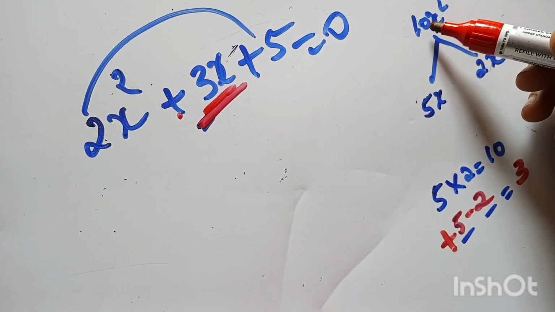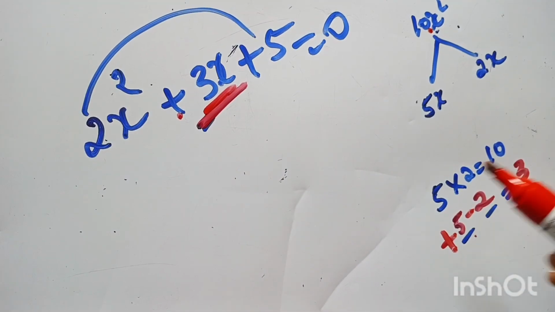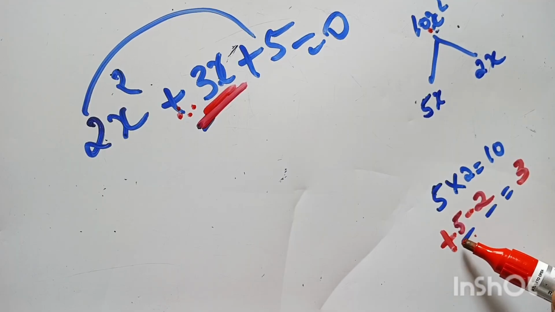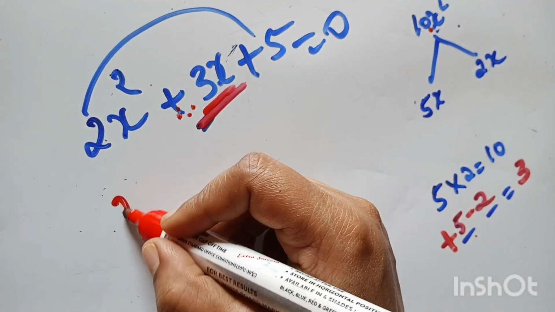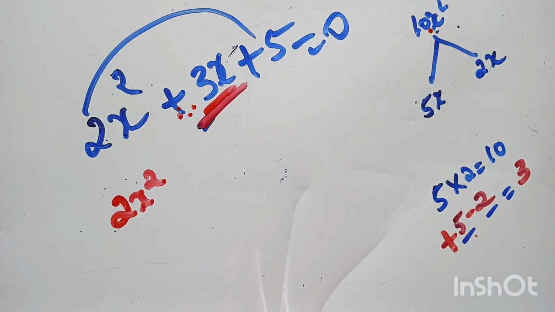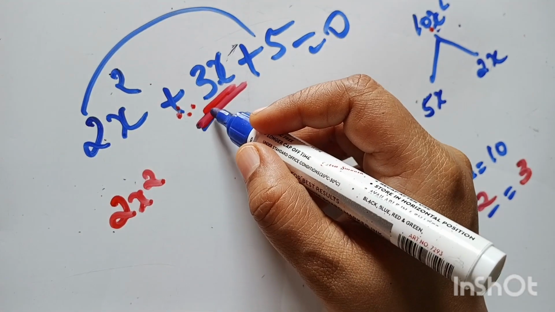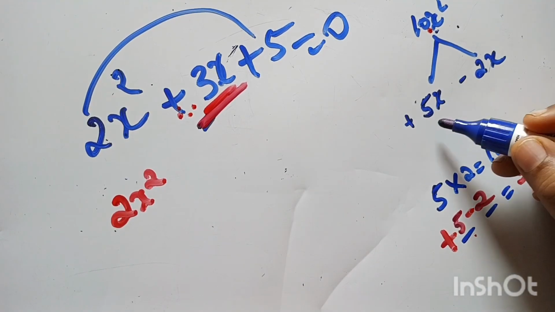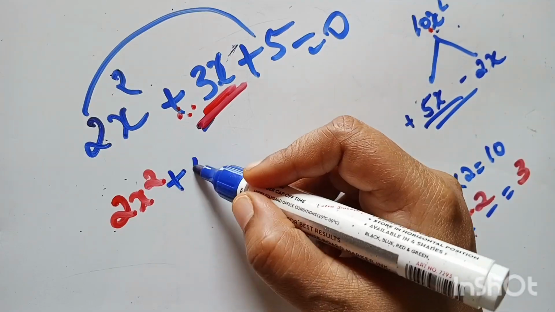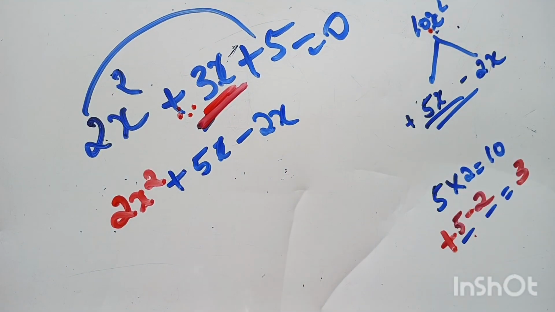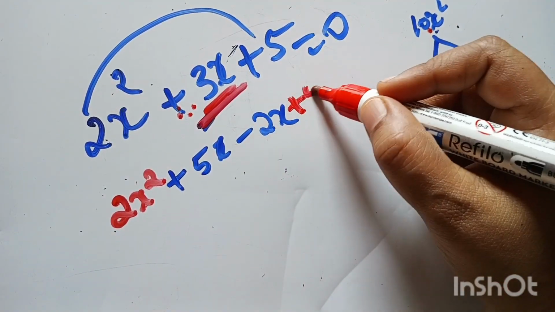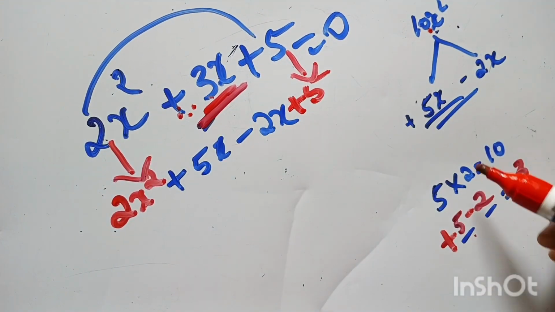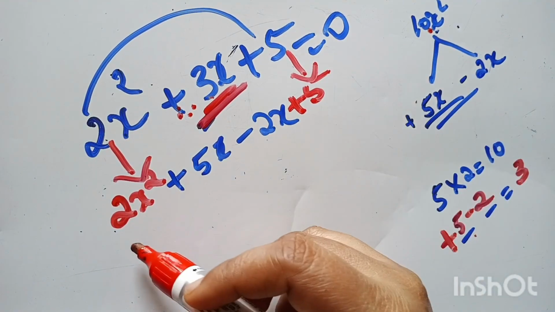So on multiplying, we have to get this 10, and by addition or subtraction we have to get the center number. So this symbol should be written for the greater number. Now, as it is 2x square, in the place of 3x we write the splitted value: plus 5x minus 2x, then the last number is plus 5. First number as it is, instead of 3x we write plus 5x minus 2x, and the last number.